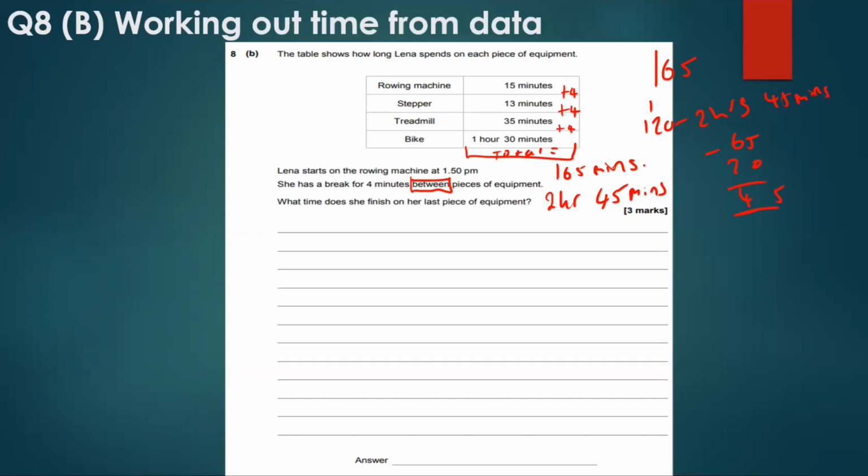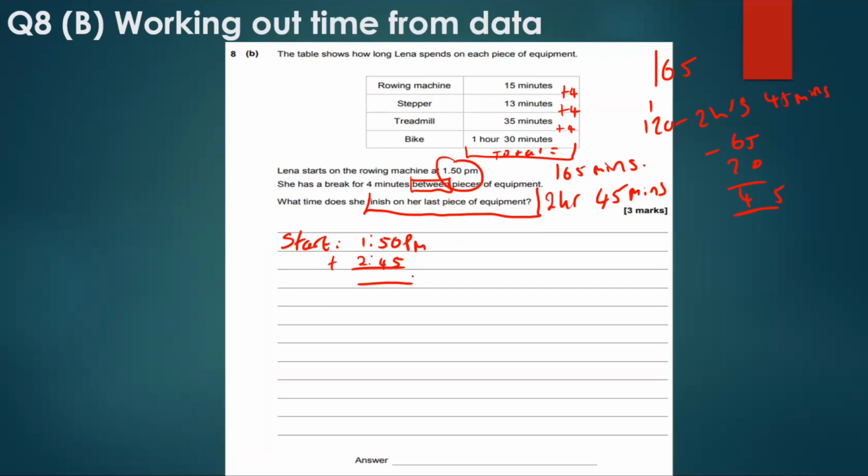She's got 2 hours, 45 minutes. And you want to know what time she finishes on her last piece of equipment. So her starting time, we already know it. It's 1:50. So she started at 1:50 p.m. and we're adding on 2 hours and 45 minutes. Now this will look a little bit weird because you can't have more than 60 minutes, but we'll work it out after.